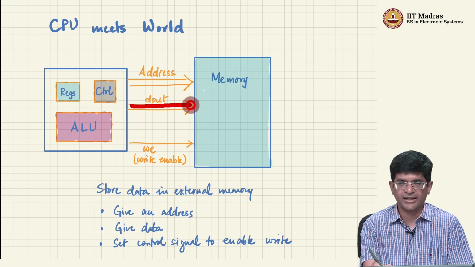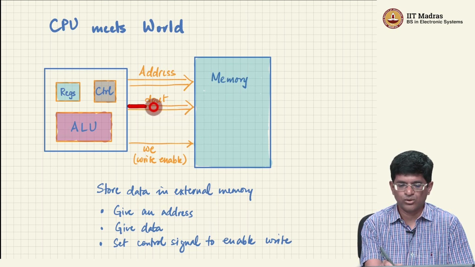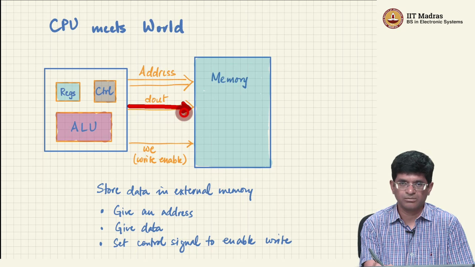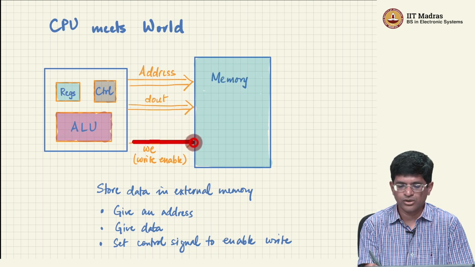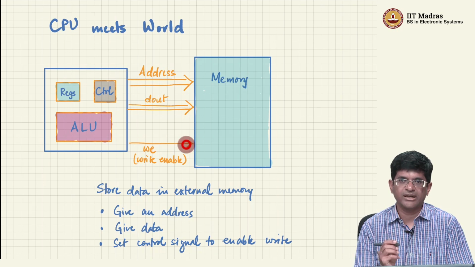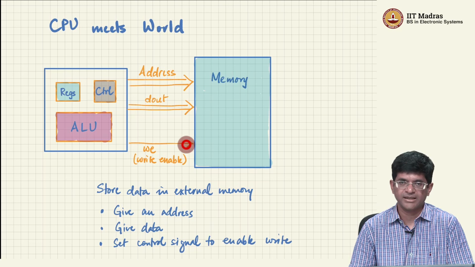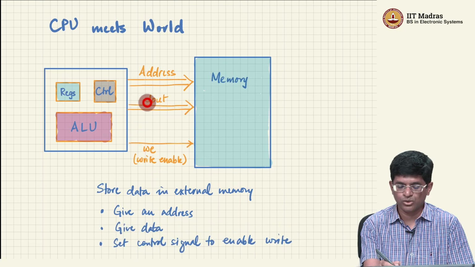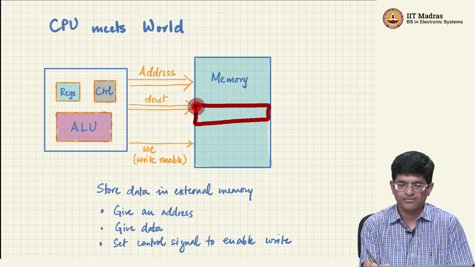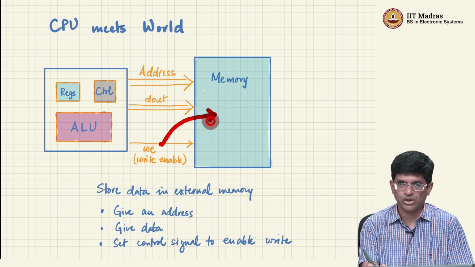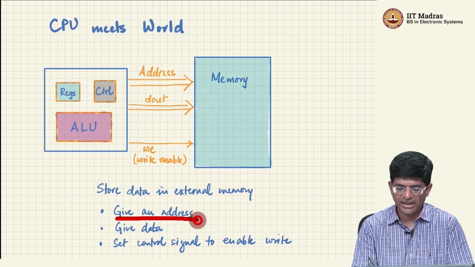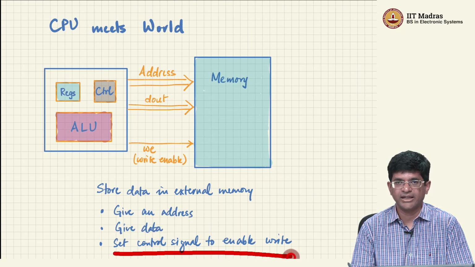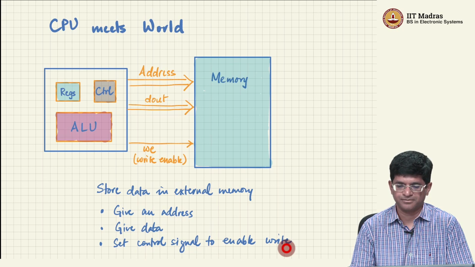First, let's look at how I write data into the outside world. Along with the address, I would give out another set of data which I am calling D out over here, and I would also give out one more signal, just one wire having a logical value 1, let's say, which tells this memory block that I am trying to write something to it. It takes the data on D out, goes to the location marked by this address and, because the write enable is high, changes the value to whatever was there in D out. So we give it an address, we give it data, and we set a control signal to enable writing into a particular memory location.